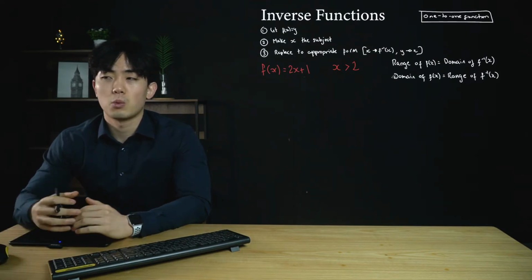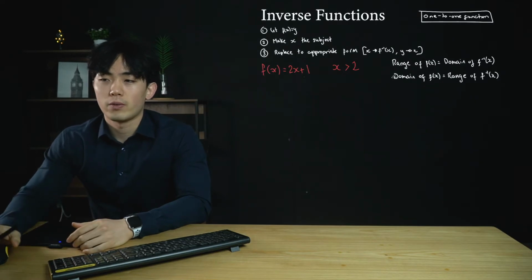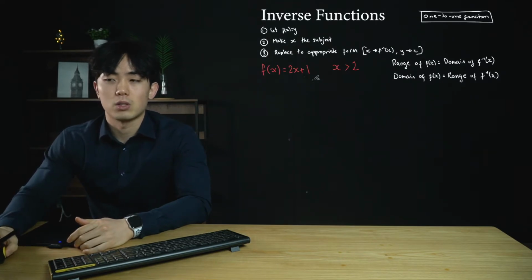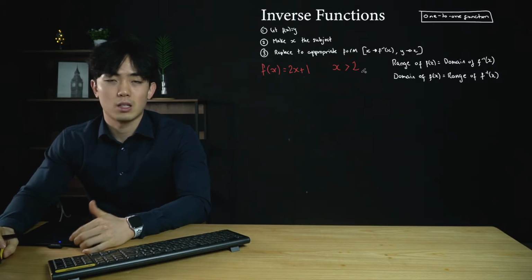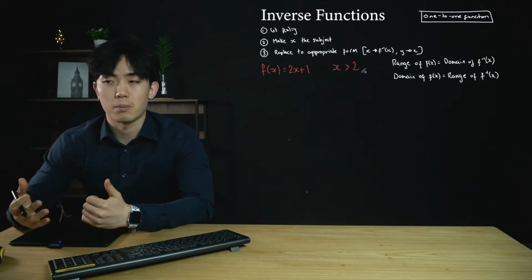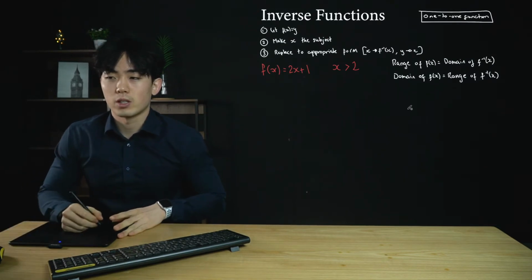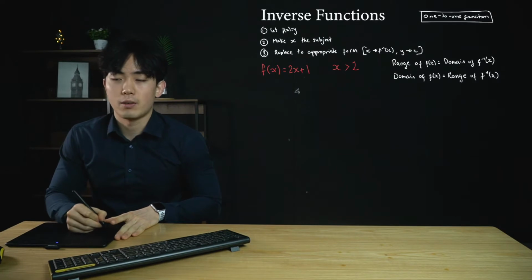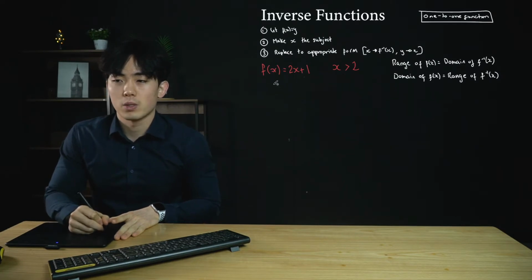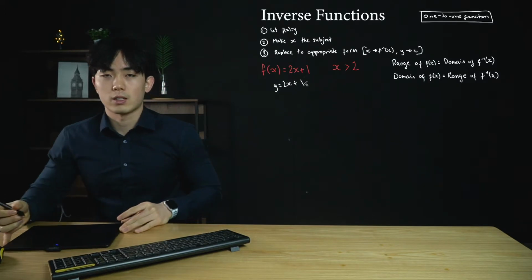Okay, so we'll just work our way through some examples. The first one I want to do is this f of x is equal to 2x plus 1. And as you can see the domain x is bigger than 2. The domain being just what the x values can be. Okay, so in this example, x is going to be bigger than 2. So to find the inverse function, well, our first step is to let our f of x equal to y. So we'll say that y is equal to 2x plus 1, like such.